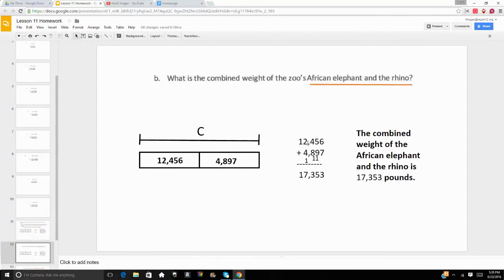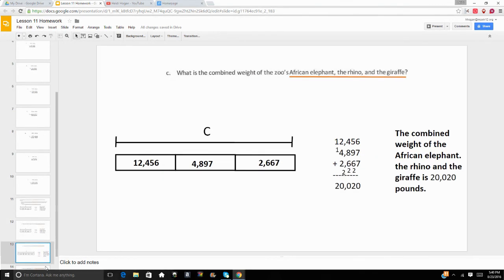So if we add those two weights, we have 6 plus 7 is 13. Keep the 3, regroup the 10 into the tens place. 5 plus 9 is 14, and 1 is 15. Keep the 5, and we take that group of 10 and regroup it into the hundreds place. 4 plus 8 is 12, and 1 is 13. Keep the 3 and take that set of 10, regroup it into the thousands place. 2 plus 4 is 6, and 1 is 7. So the combined weight of the African elephant and the rhino is 17,353 pounds.